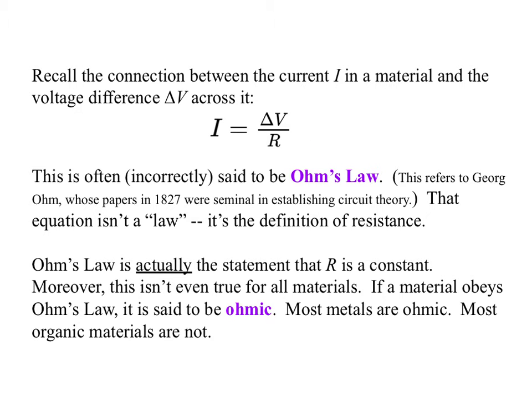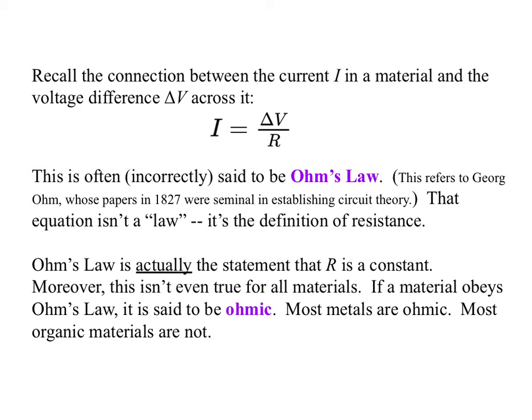This is often, and incorrectly, said to be Ohm's law. The ohm in this refers to a man named George Ohm, whose papers in 1827 were important in establishing circuits. This equation isn't a law, it's the definition of resistance. What Ohm's law actually says is that R is a constant. Not only that, but this isn't really a law in the way that we like to talk about laws in physics, because it's not even always true, certainly not for all materials.